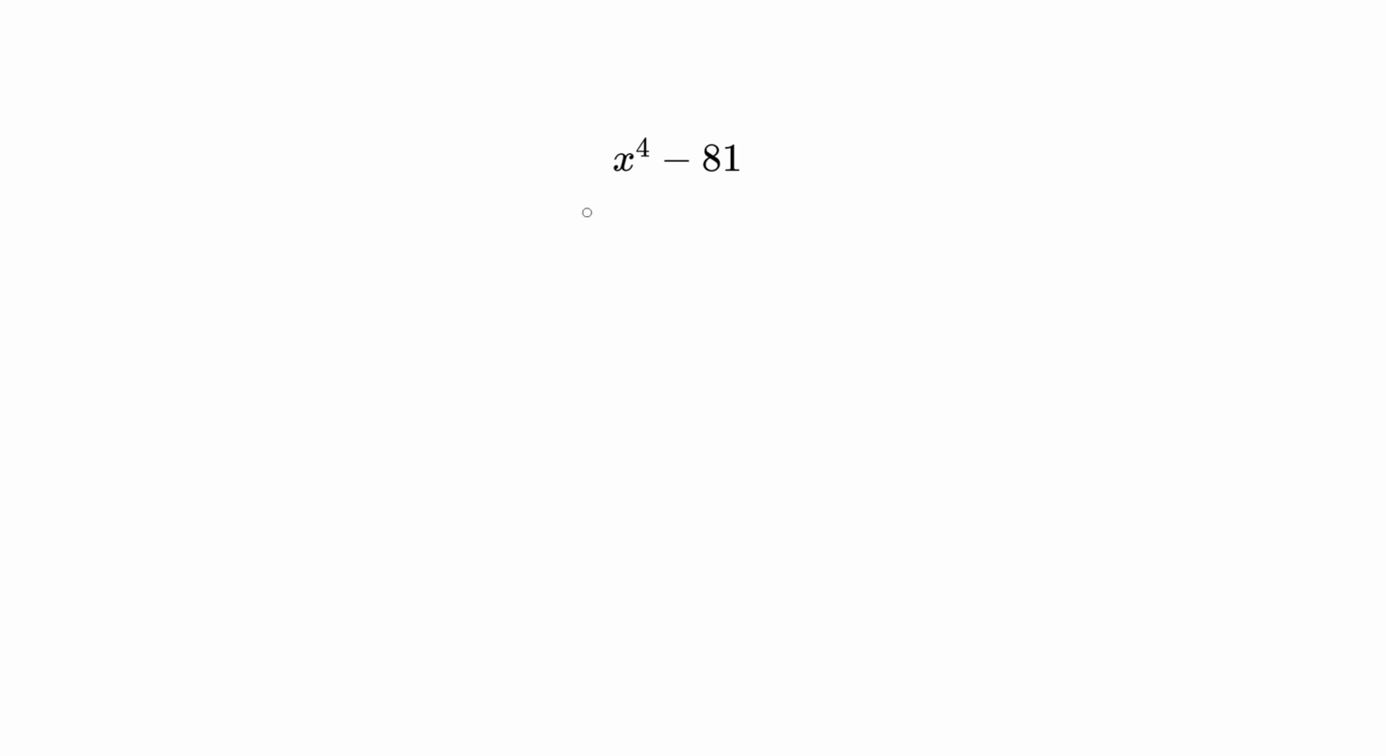Let's factor this expression. Now notice how this looks like a difference of squares. We're going to let a equal x squared. And so what we have here is a squared minus 81. Notice how if we replace a with x squared, a squared becomes x to the 4. And now we can factor using difference of squares.